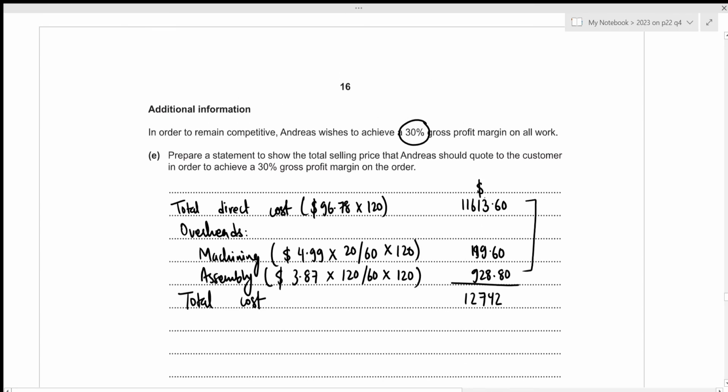Okay. Now we also have a gross profit margin of 30%, which means that we need to add the profit of 30% in order to get our selling price.